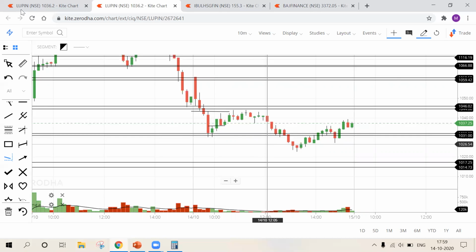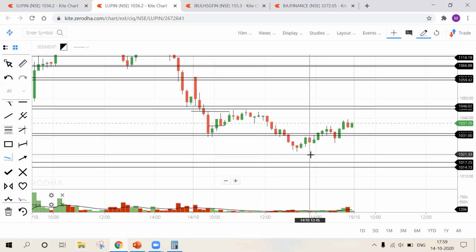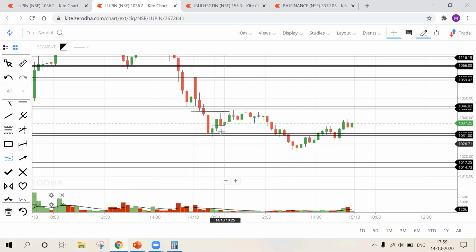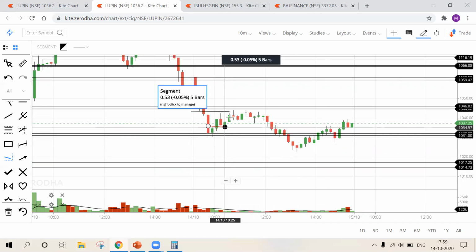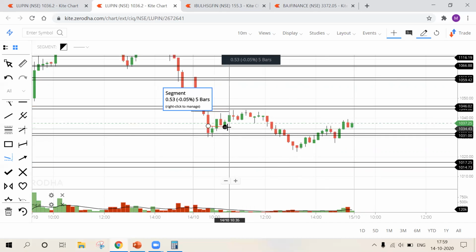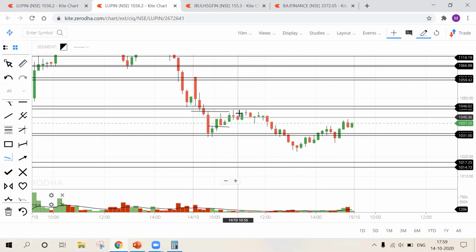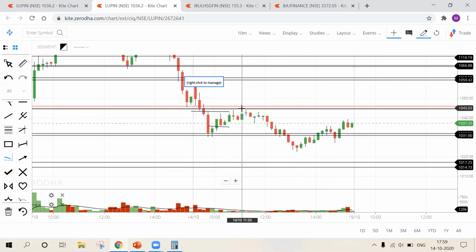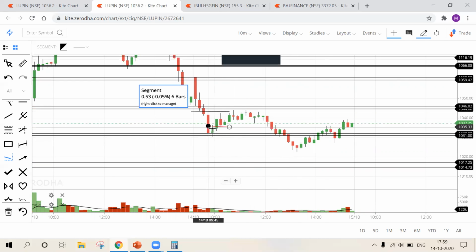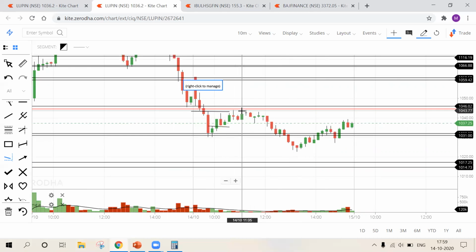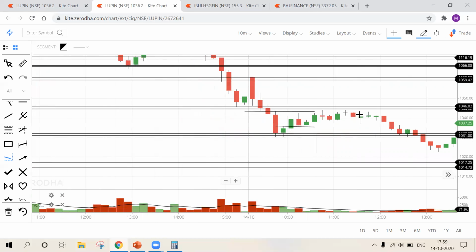So this strategy is mainly designed for scalping. There won't be much gap between your entry and exit. You'll be entering and exiting within a few minutes. So you'll be entering here and your target will be achieved there immediately. You'll be in good profits.